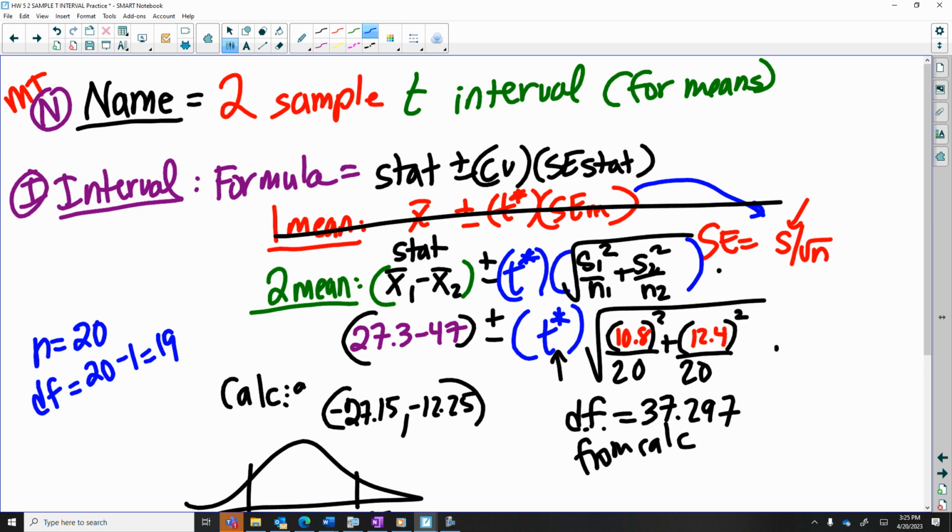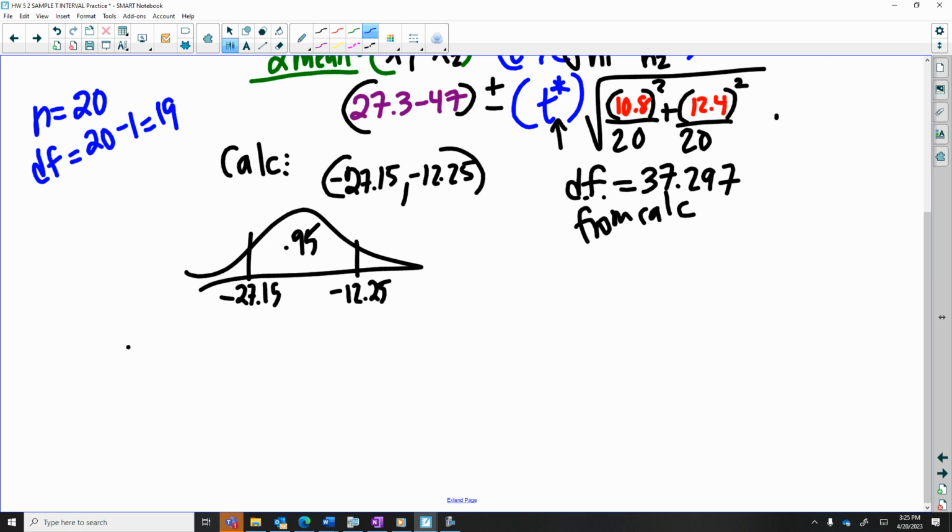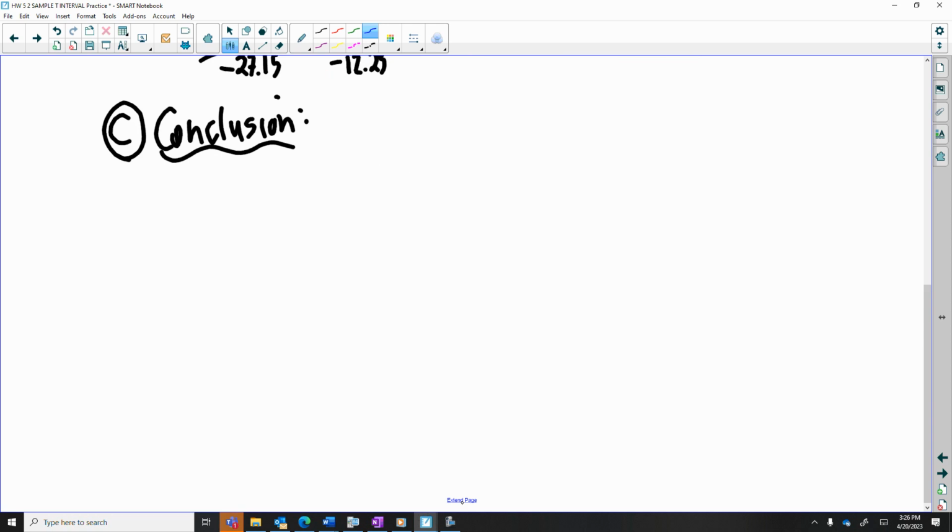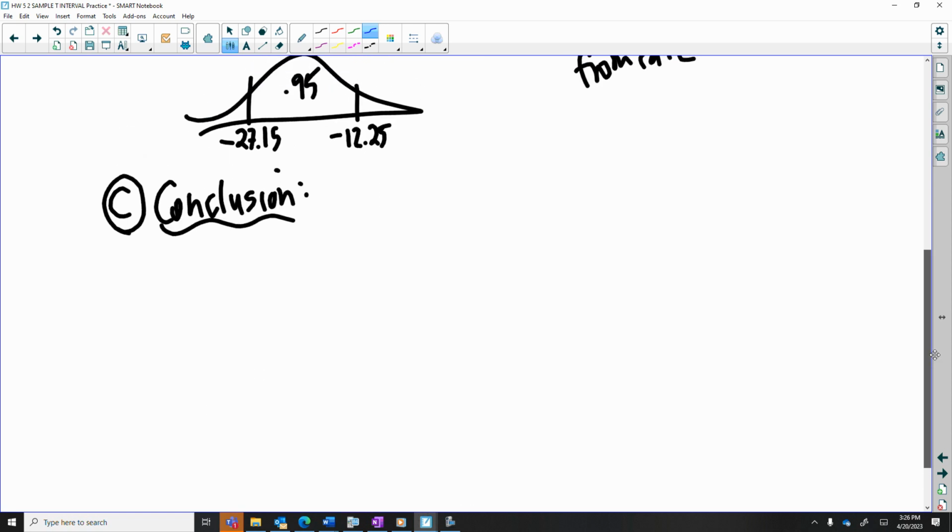Now, let's do our conclusion sentence and then we'll be done. C for conclusion in context. You guys remember the formula of the sentence: I am blank percent confident that the true difference of the means is between blank and blank. So make sure that you're using the words difference of the means because it was 2 means this time.